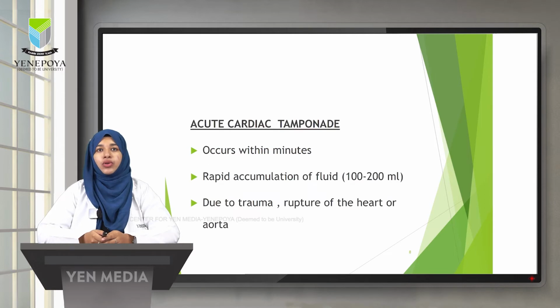So next we will move on to the types. The first one is acute cardiac tamponade and the next one is subacute or chronic. The first one is acute, which occurs within minutes. The next point is how much fluid it can accommodate. It is rapid accumulation of fluid, up to 100 or 200 ml. And this can be caused by any trauma or rupture of the heart or aorta.